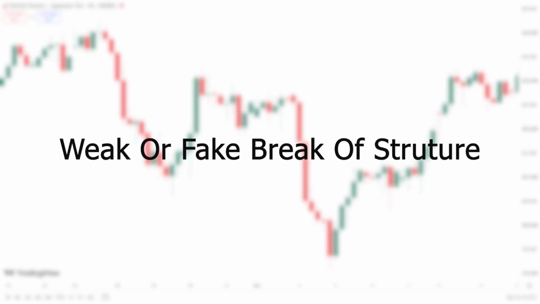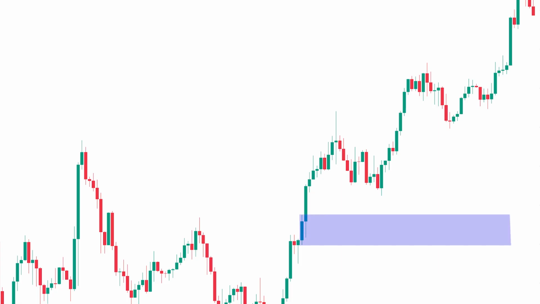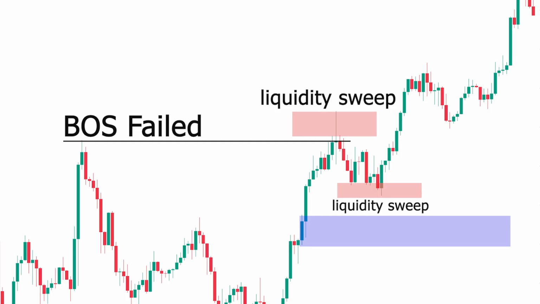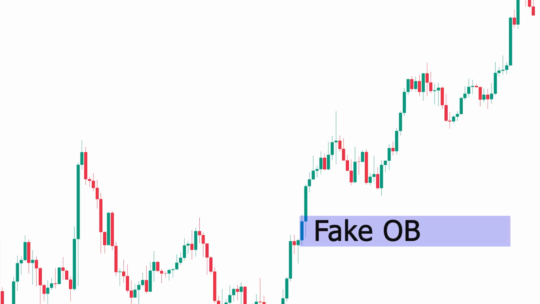Weak or fake break of structure. A fake order block often produces what appears to be a break of structure, but the breakout lacks real conviction. Price may briefly push above a previous high or below a previous low with a long wick, creating the illusion that structure has been broken. However, the candle body fails to close beyond that key level, indicating that buyers or sellers were unable to maintain control. This type of breakout is usually nothing more than a liquidity grab, rather than a genuine structural shift. Without a decisive candle close confirming the break, there is little evidence of institutional commitment, making the order block far more likely to fail.